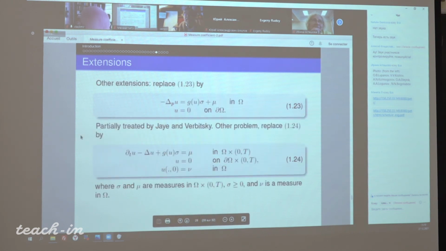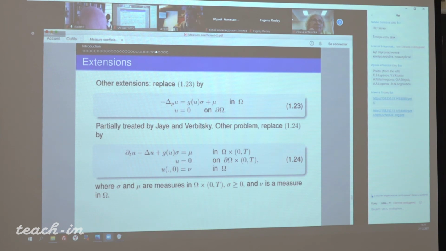Okay, I have now given a series of extensions, because I have to say what happens when you put on the right side g which is not an absorption, but a source. Much work has been done by Jaye and Verbitsky. There are a lot of papers by Jaye and Verbitsky, but the approach is completely different. But you see that the function, in that case, for example, mu is positive, is p-superharmonic.